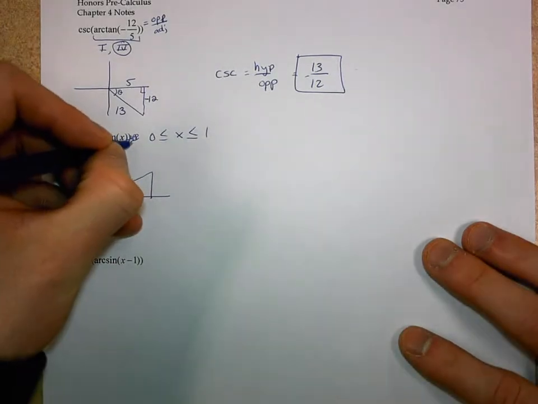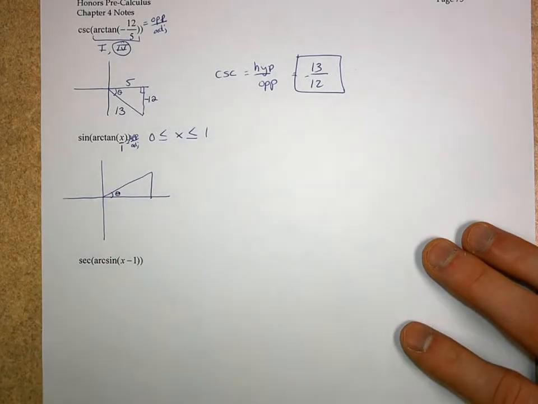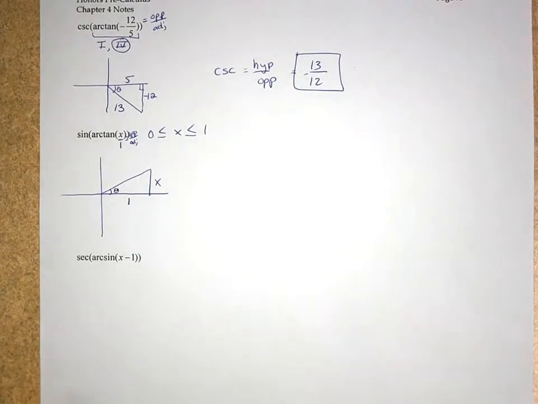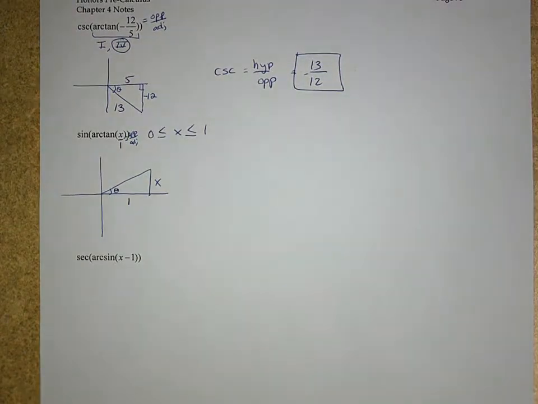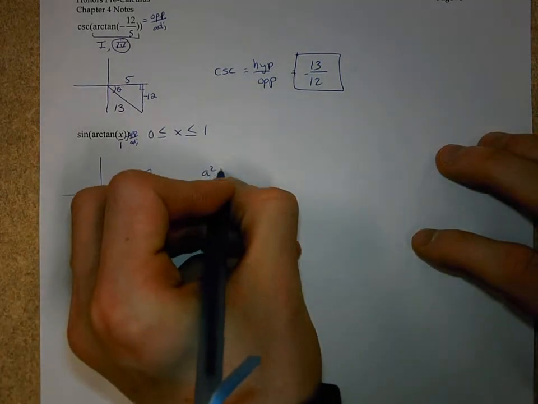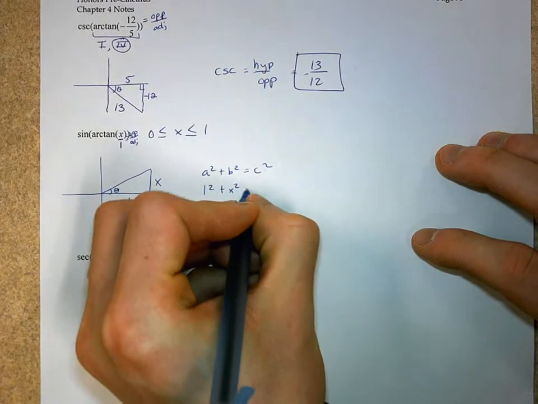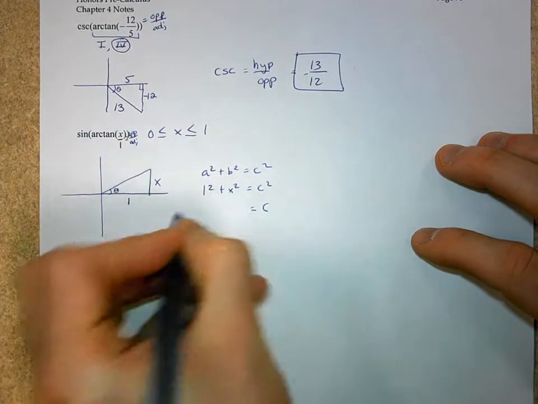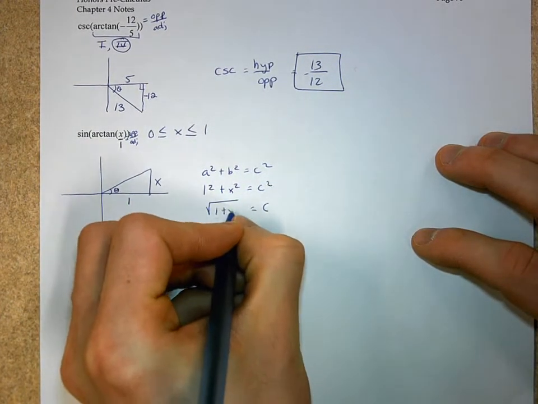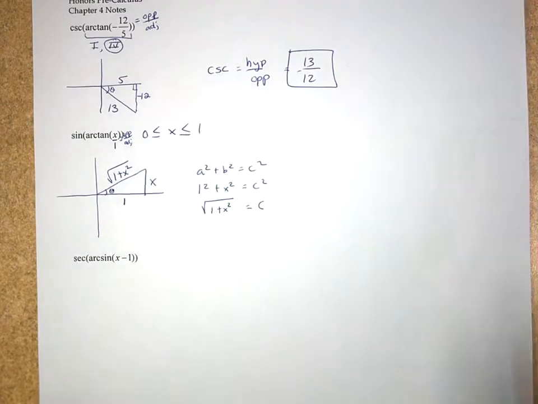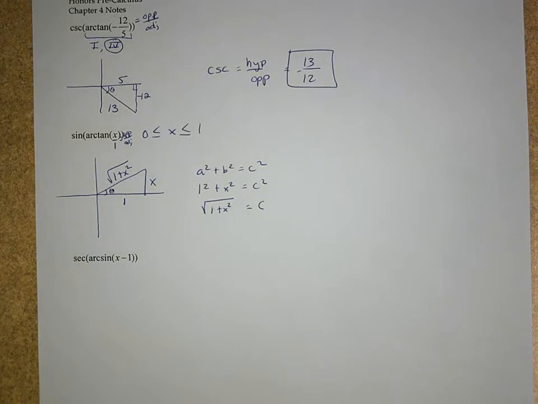Tangent, we know, is opposite over adjacent. So my opposite will be x. My adjacent would be 1. And then I would use the Pythagorean theorem to find out the third side. A squared plus b squared is c squared. 1 squared plus x squared is c squared. C is the square root of 1 plus x squared. So there's my third side.